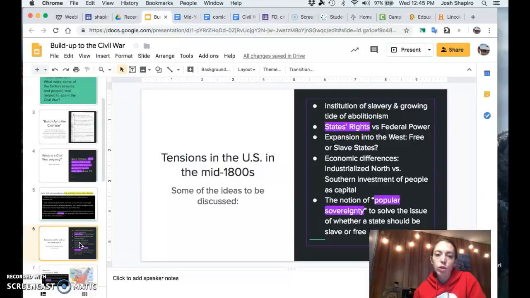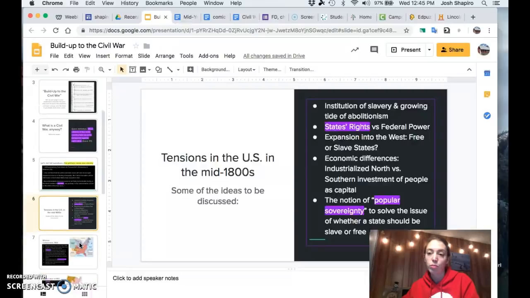And then the notion of popular sovereignty. You're going to hear this term like 3-4 billion times in this little start to our unit. Popular sovereignty is basically when people in a state get to decide whether their state is going to be a slave state or a free state. That is a major key term to be aware of.